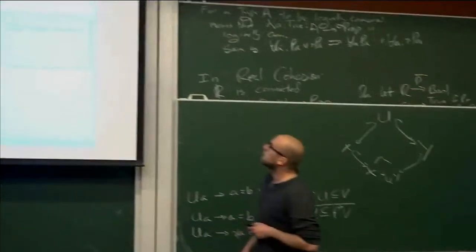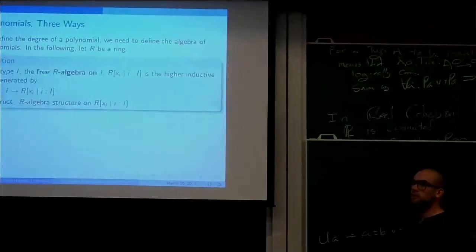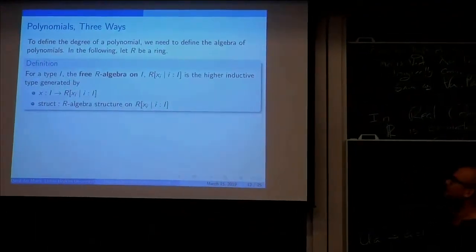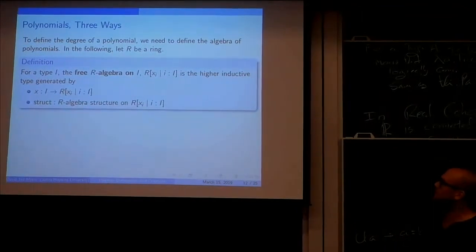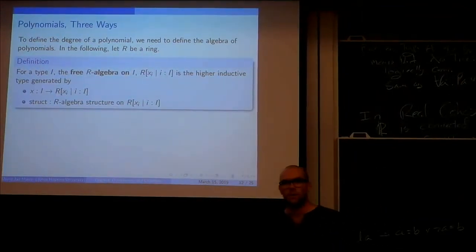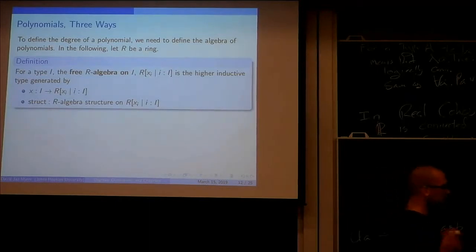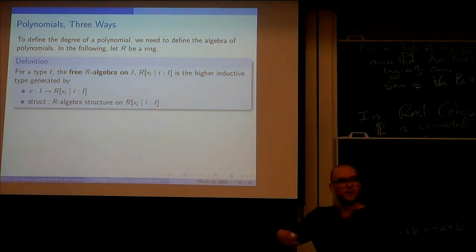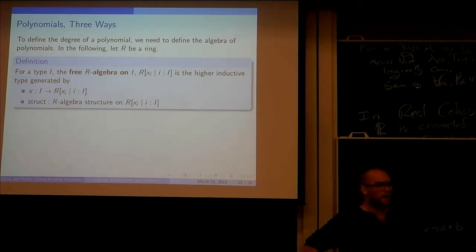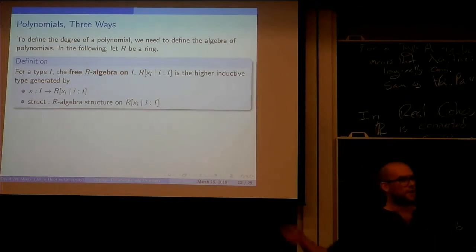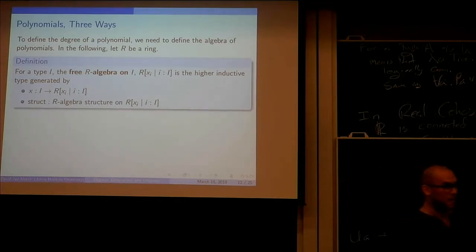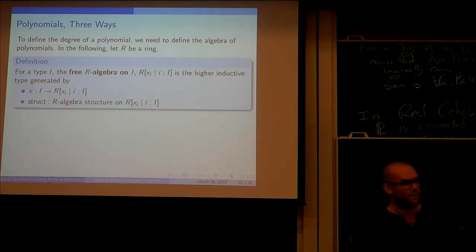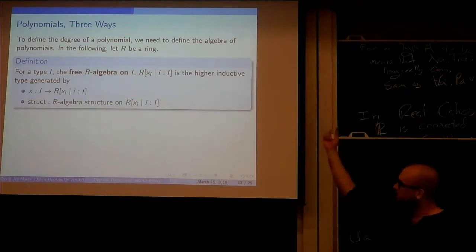So, okay. Now I'm going to tell you about polynomials three ways so I can define the degree. The first way, maybe the most naive way, is we're going to say that a polynomial is a free R algebra. We can define the free R algebras by just throwing them in. This is the beauty of higher inductive types. Given a type I of indices, we will define the free R algebra on I to have a function which we call x from I into the free algebra.